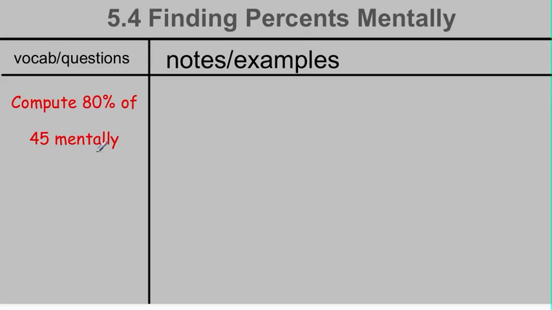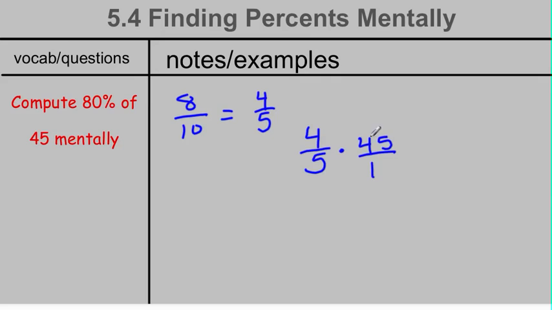80% of 45. 80%, well, that'd be like 8 over 10. I could use this, or I know this reduces to 4 over 5. 4 over 5 would be like 4/5. 80% is the same as 4/5 of 45. Of 45. That'd be like 45 over 1.